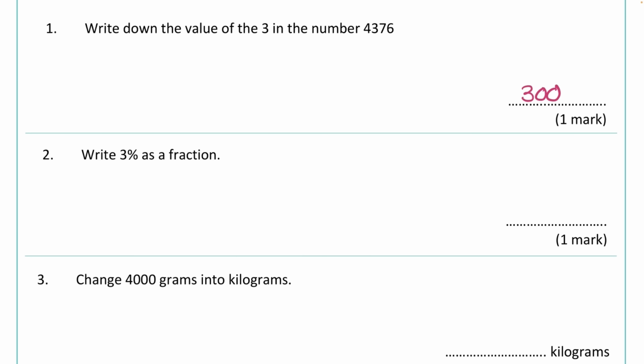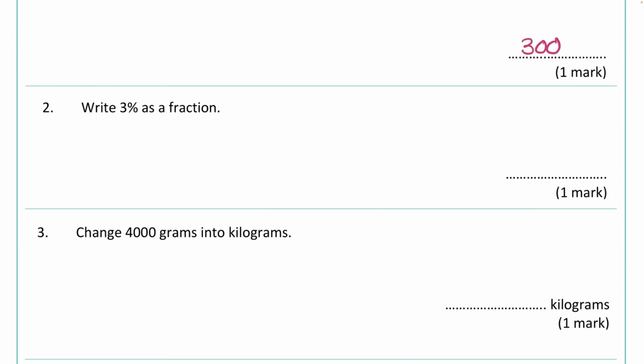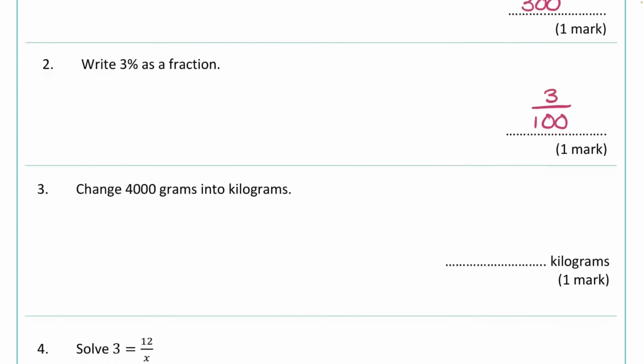For question 2, it says to write 3% as a fraction. Now, any percentage can be written as a fraction by putting it over 100. You can actually type this into your calculator as well. You can press 3 and your percentage button, and it'll actually bring it up as a fraction. But it's nice and easy. We just put the percentage, which is 3, over 100, as percent means per 100. So there we go. 3% is 3 over 100.